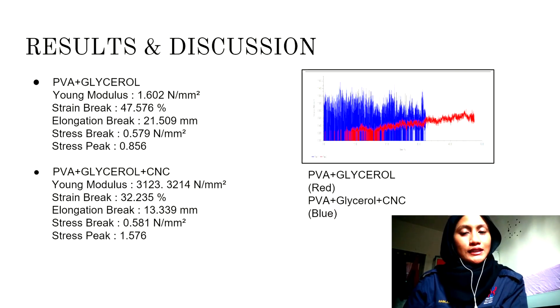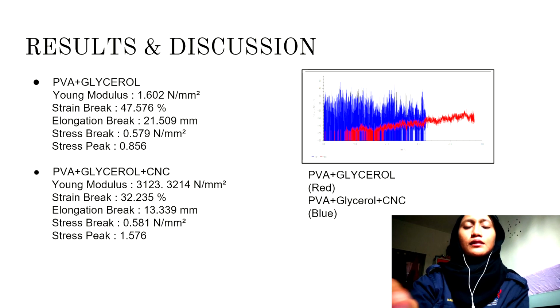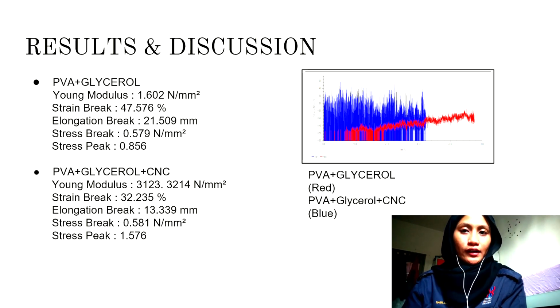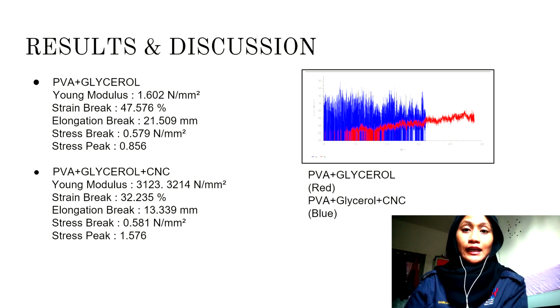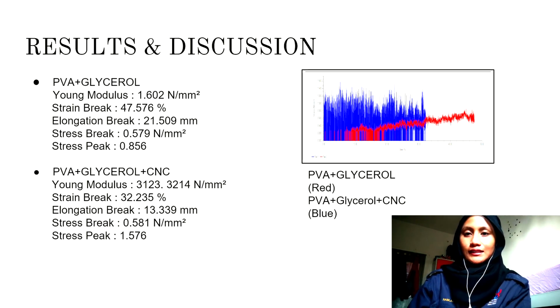Okay, the membrane was created using PVA and glycerol, but the difference is that the other membrane sample is with the addition of CNC. Hence, the tensile strength of these two membranes was tested and will be compared. In this study, the test was done at a speed of 3.00 mm/min, and both membranes were tested with the same test speed.